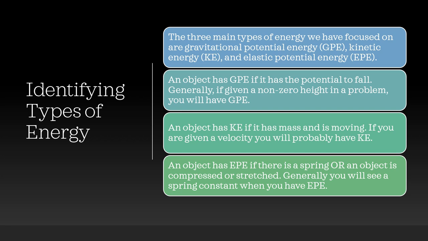Lastly, we look at elastic potential energy. An object will have elastic potential energy if there is a spring or if an object is compressed or stretched. Generally, what you're going to see is a spring constant, and we'll talk about that in a little bit, but hopefully you guys remember spring constant is denoted by the letter K, and spring constants are just the stretchiness of an object.